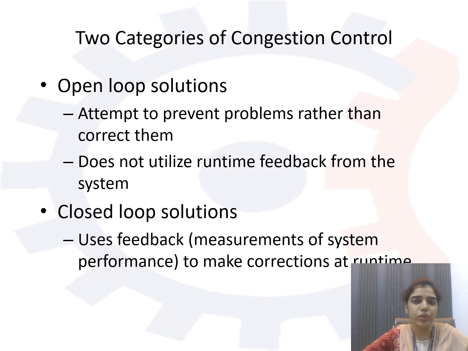Two categories of congestion control: open loop solutions and closed loop solutions. Open loop solutions attempt to prevent problems rather than correct them, and do not utilize runtime feedback from the system. Closed loop solutions use feedback measurements of system performance to make corrections at runtime.